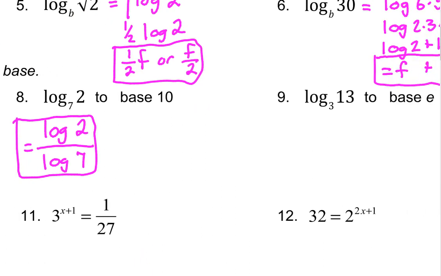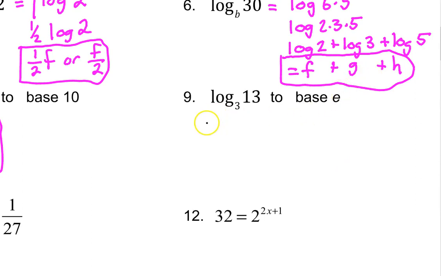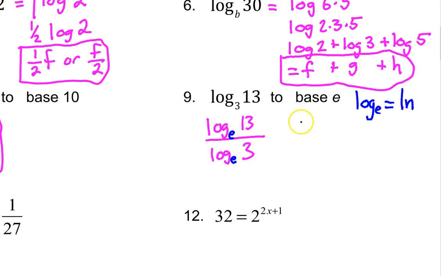And lastly, we have base e, so we're going to rewrite this as log of 13 divided by log of 3. Right? And these are going to be base e. And when we have a log that's base e, we have a special notation for it. It's called natural log. So we want to rewrite this as natural log of 13 divided by natural log of 3. So always replace log base e with natural logs.